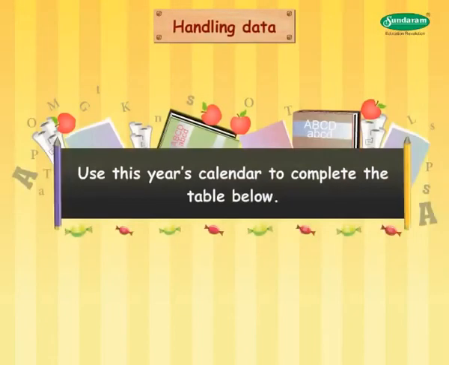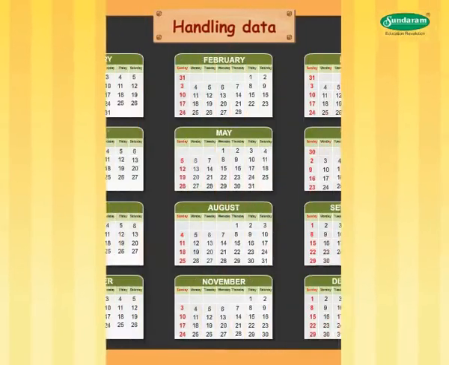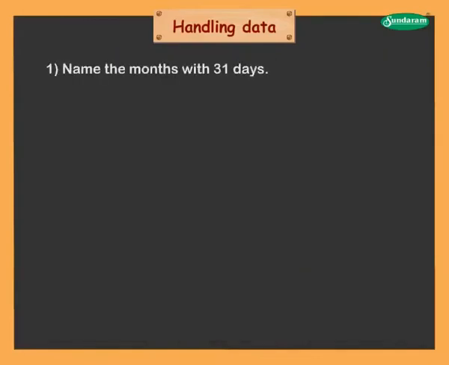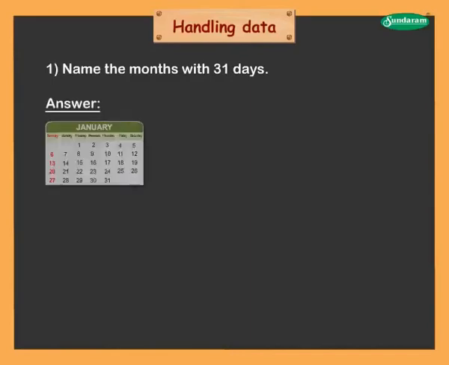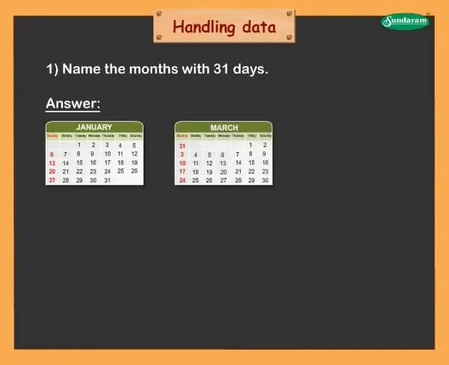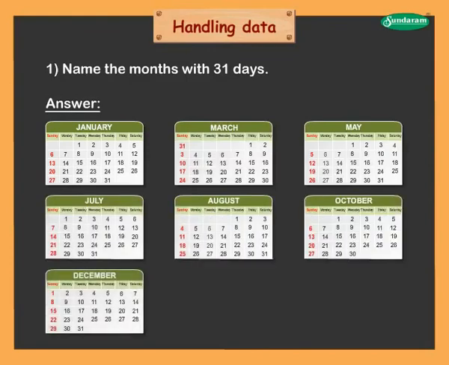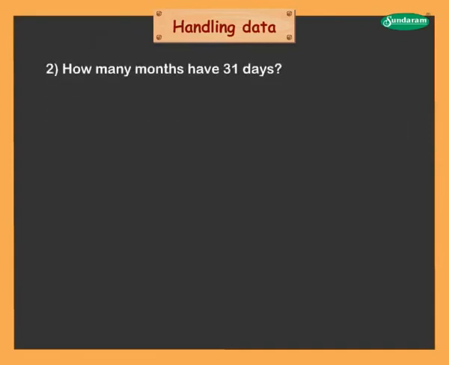Handling data. Use this year's calendar to complete the table below. Name the months with 31 days. Answer: January, March, May, July, August, October, December. How many months have 31 days? Answer: 7 months have 31 days.